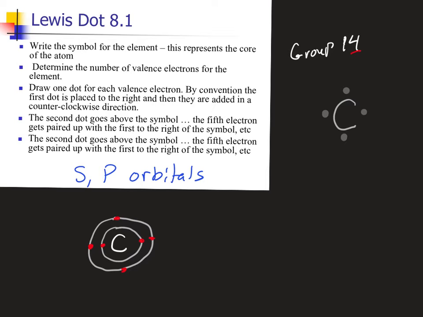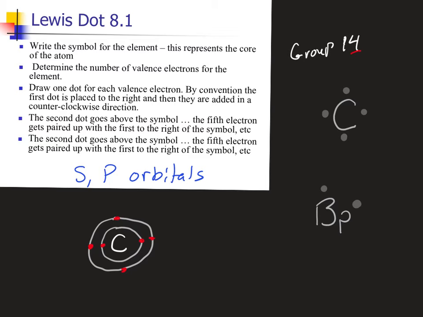Now, let's look at one that's more hypothetical and say, pedarium. For the simple fact, let's say pedarium has 7 valence electrons. Well, we would look at carbon and start putting our dots.